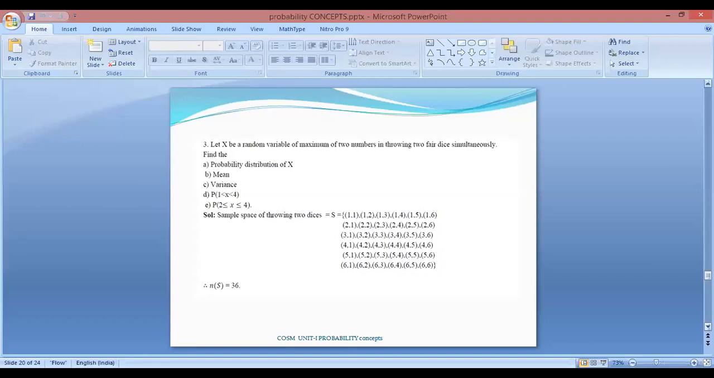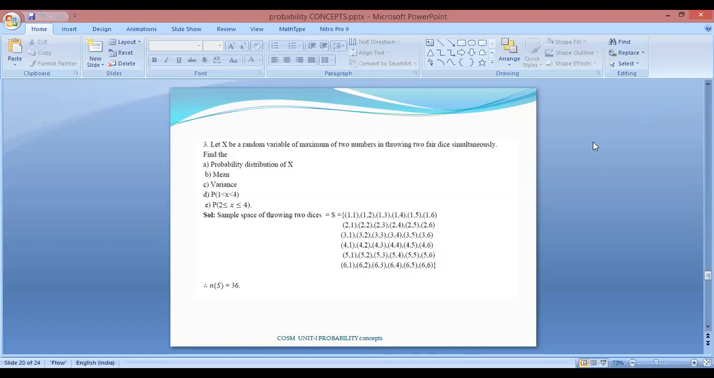Problems on random variables from Unit 1 probability. So we'll discuss some more problems related to discrete and continuous random variables, where we are finding the probability distribution function, mean and variance.